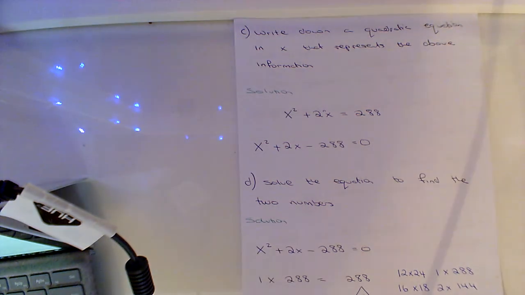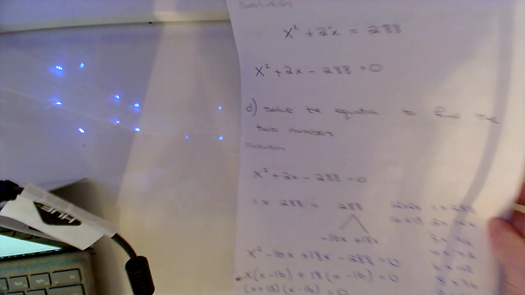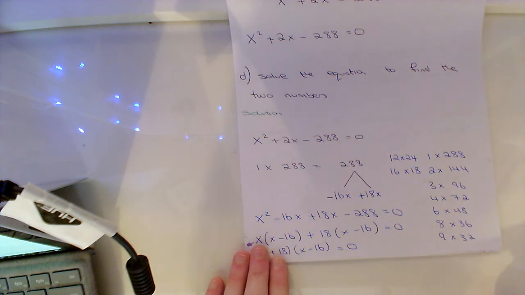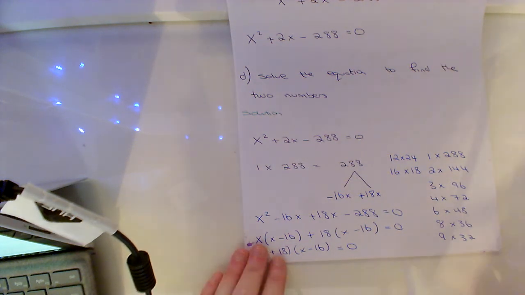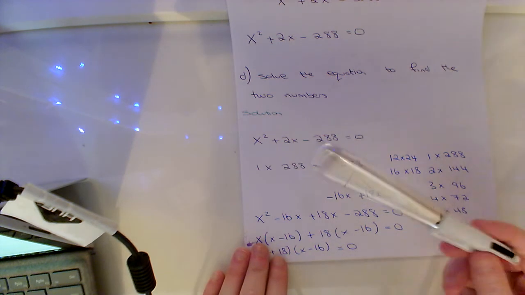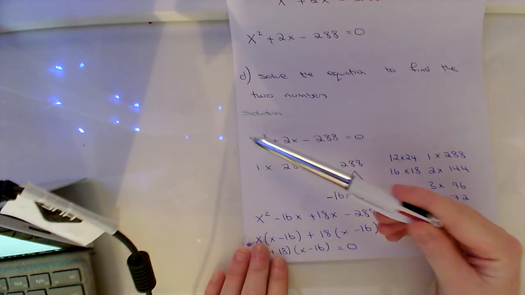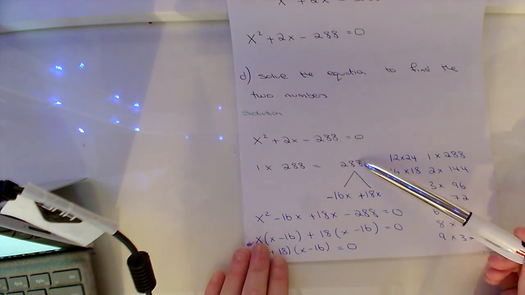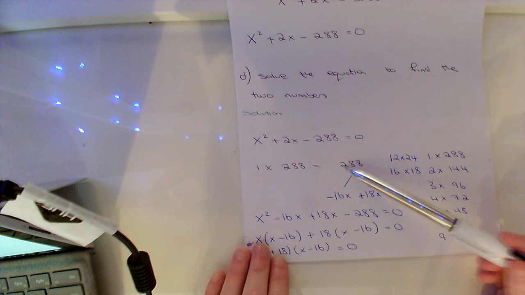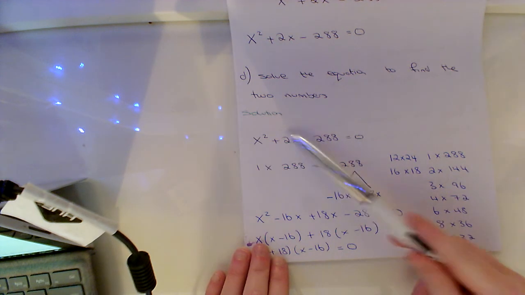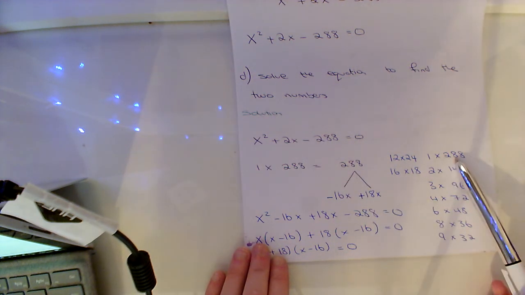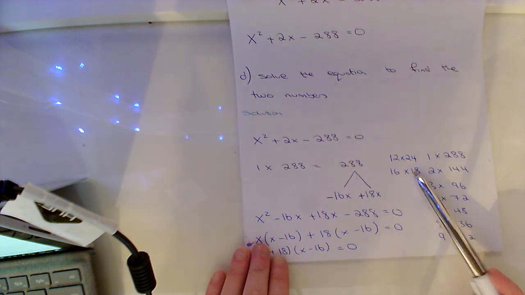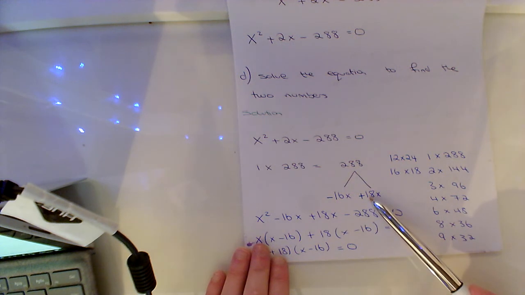Part D says solve the equation to find the two numbers. I have a quadratic equation, and we have dealt with the minus b formula. If you struggle with these using the guide number method, you can use your minus b formula. But I'm going to do my guide number. To get my guide number, I multiply the number in front of my x squared by my constant. So I say 1 by 288 and I write down 288. Then I write down all the factors of 288 that have a difference of 2. So I have 1 by 288, 2 by 144, all the way down till I get to 16 by 18. So I write down my 16x, my 18x.